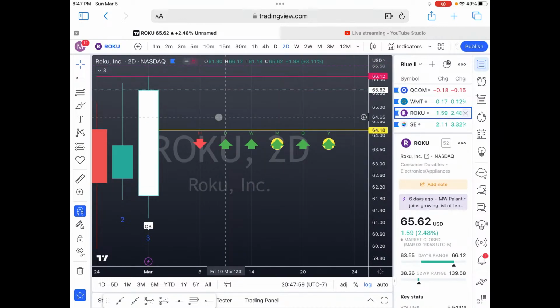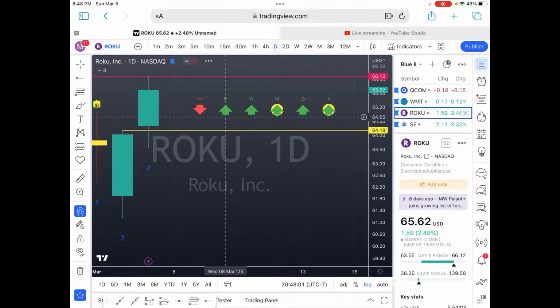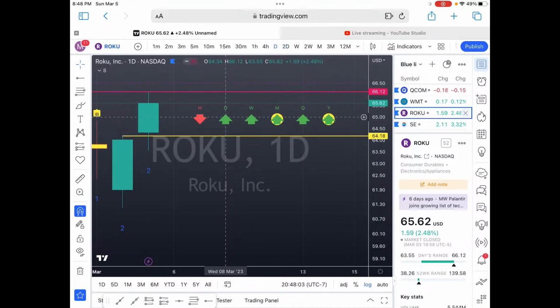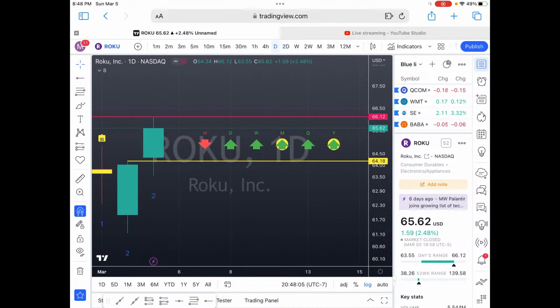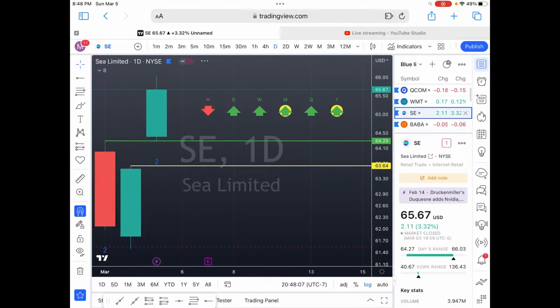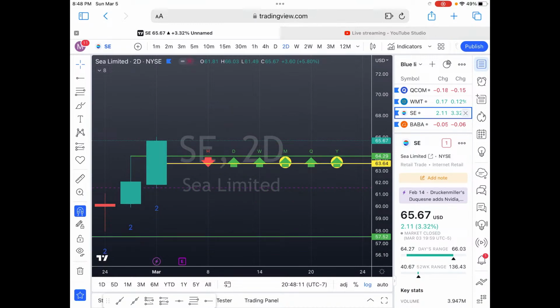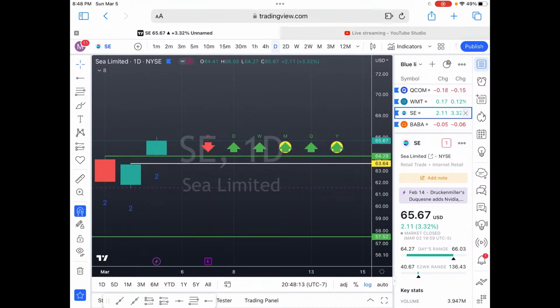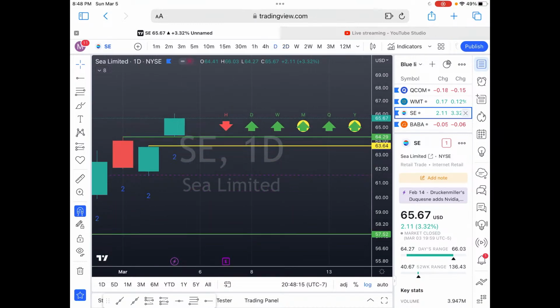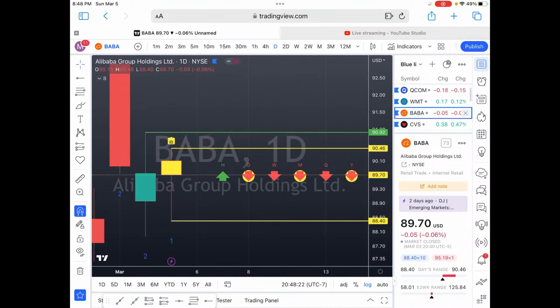So Roku has an outside bar on the 2-day, but if we go to the 1-day, I'm actually going to take this off the list, and we'll go to SE and back to the 2-day. So 2-day has a 2 up, but if we go to the 1-day, again, why is this doing this to me? We'll take SE off the list as well then. These must be ones I didn't delete. So Alibaba's on the daily chart. Okay, so again, another inside bar.